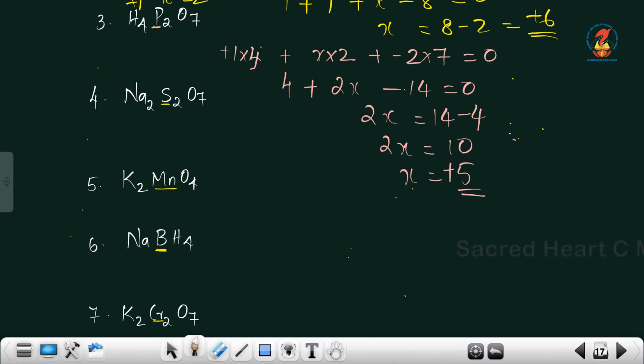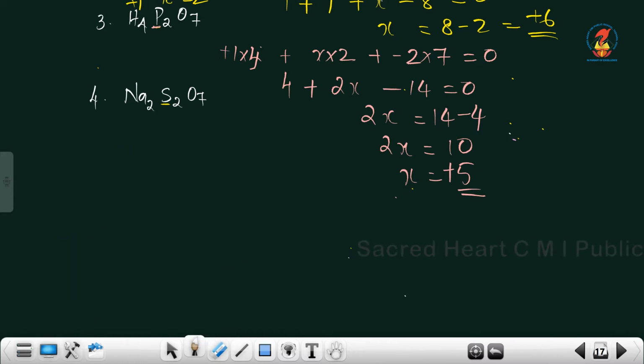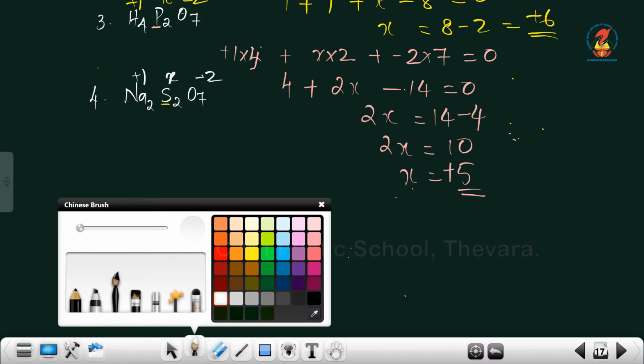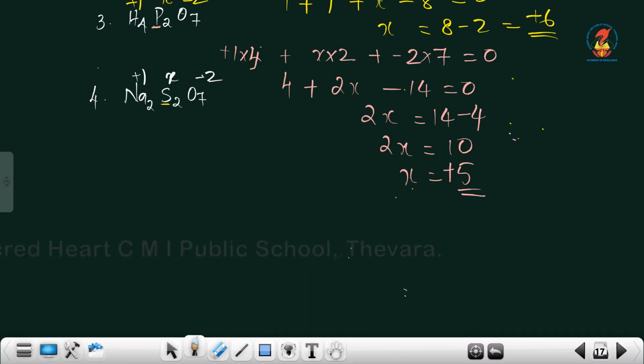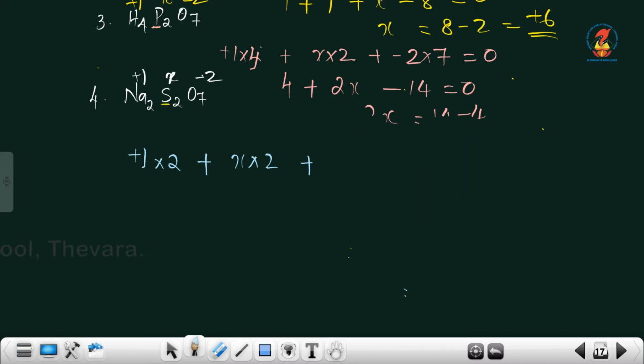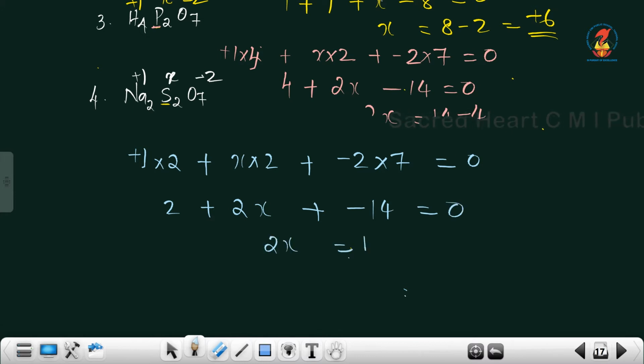Similarly, in the case of Na2S2O7, here we know sodium is +1, sulfur we can take as x, oxygen -2. So we can write plus 1 into 2 plus x into 2 plus minus 2 into 7 equal to 0, because it is a neutral species, the sum should be equal to 0. So 2 plus 2x plus minus 14 equal to 0. So 2x equal to 14 minus 2, that is equal to 12.